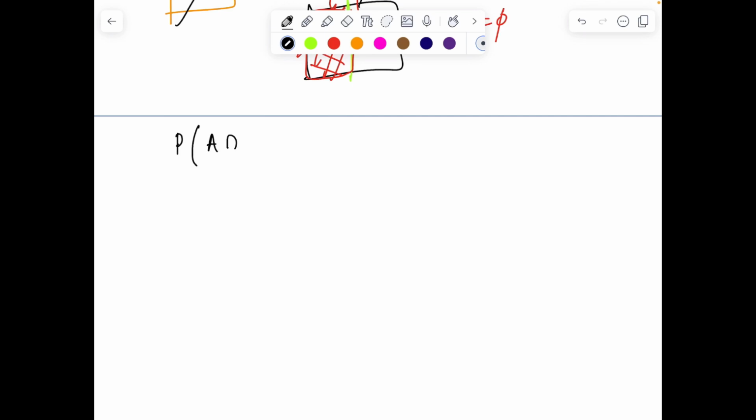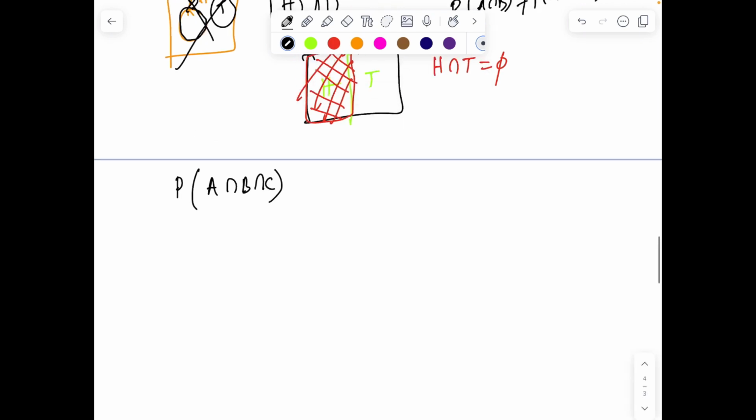Next, if you have 3 events A, B, C. Even if A and B are independent, B and C are independent, and C and A are independent, it does not necessarily guarantee that A, B, C together will be independent. It means pairwise independence does not guarantee mutual independence.